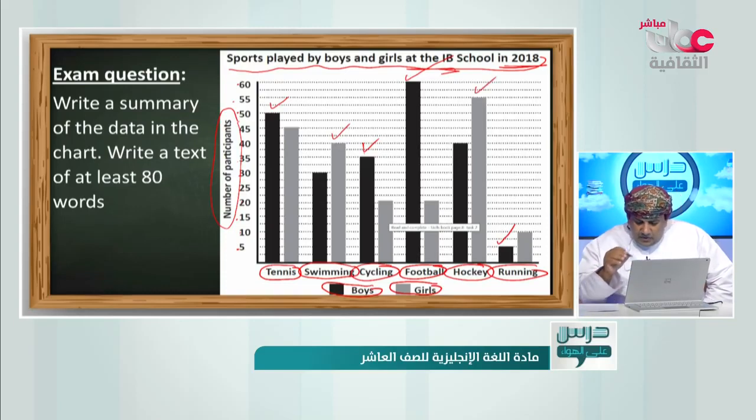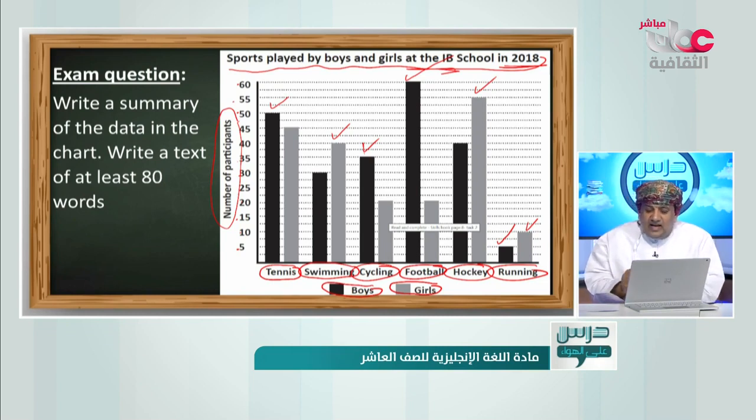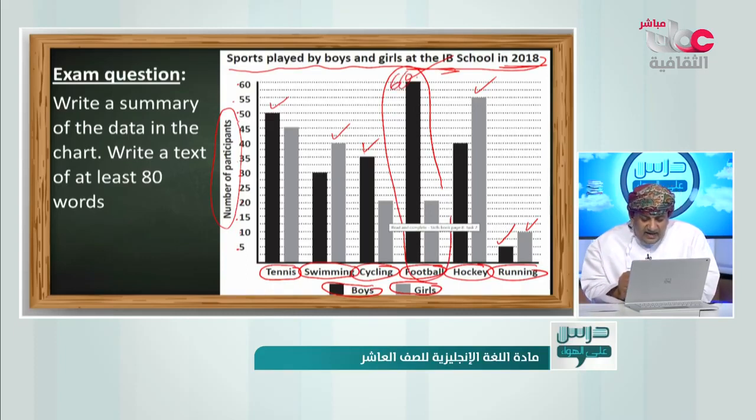Hockey is more, and running is more. So which is the most played sport in the school? I think it's football, because if you count, here we have 60 boys, and here we have around 20. Okay, so the total number is 80 boys and girls.